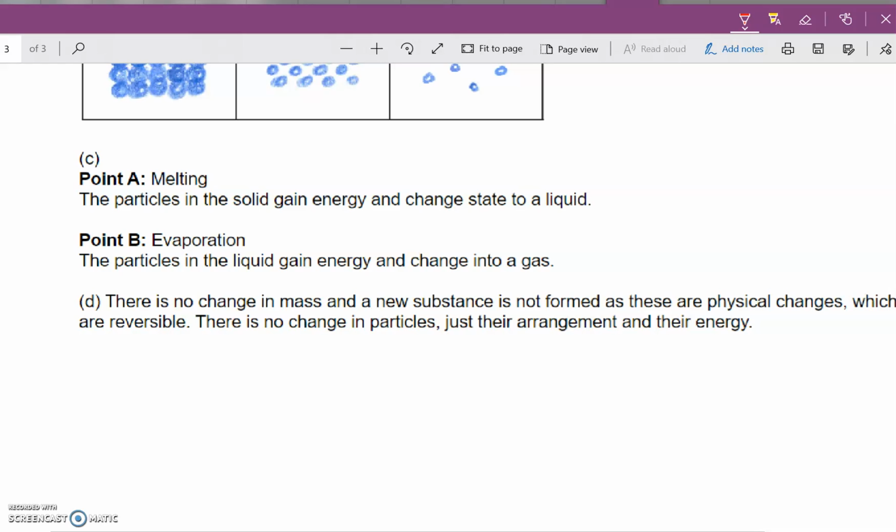The only difference between them is the amount of energy that they have, which allows them to be either solids, liquids, or gases.